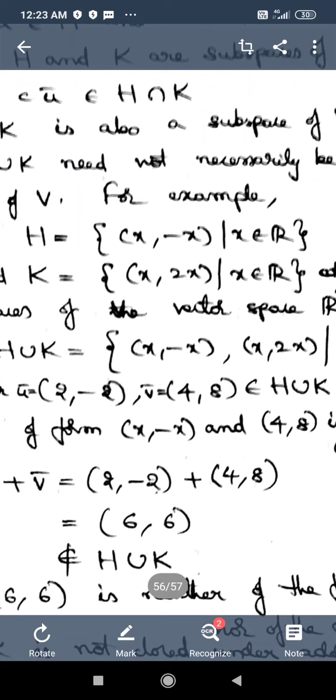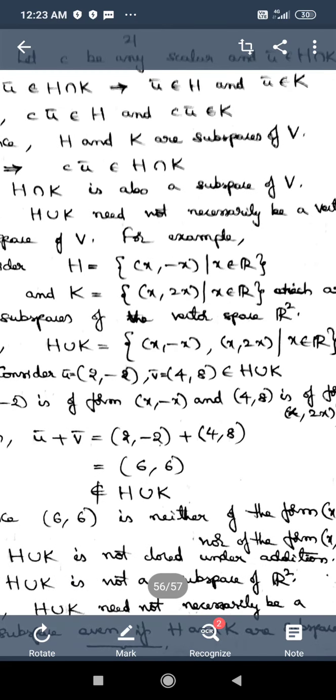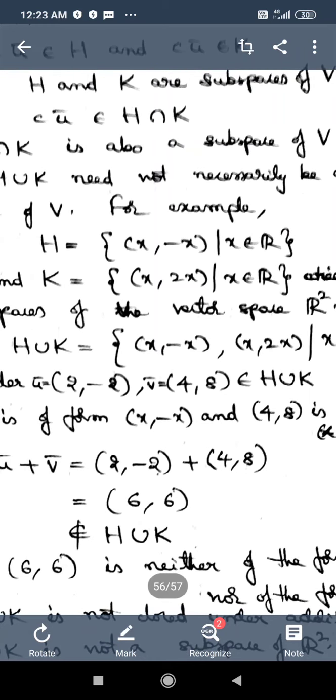And here u bar equal to (2, -2) is of the form (x, -x) and v bar (4, 8) is of the form (x, 2x). Now let us see what u bar plus v bar is. u bar plus v bar is equal to (2, -2) plus (4, 8), and by adding corresponding elements and writing in the corresponding position, we get the resultant vector (6, 6).